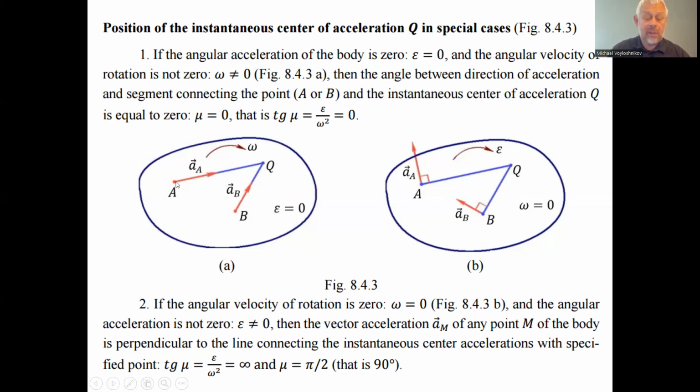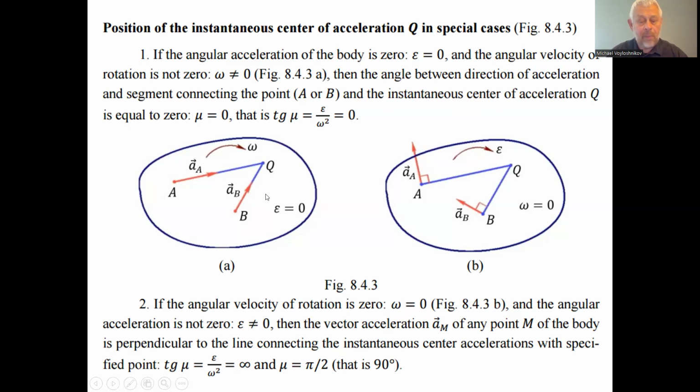So the points, with constant velocity of rotation of the body, can have only the normal accelerations. Then the angle between the direction of acceleration and the segment connecting the points A and B to the instantaneous center of the acceleration is equal to zero. So the angle mu equals zero, because with the absence of angular acceleration, tangent mu equals epsilon divided by omega squared, which is zero, so the angle is zero.